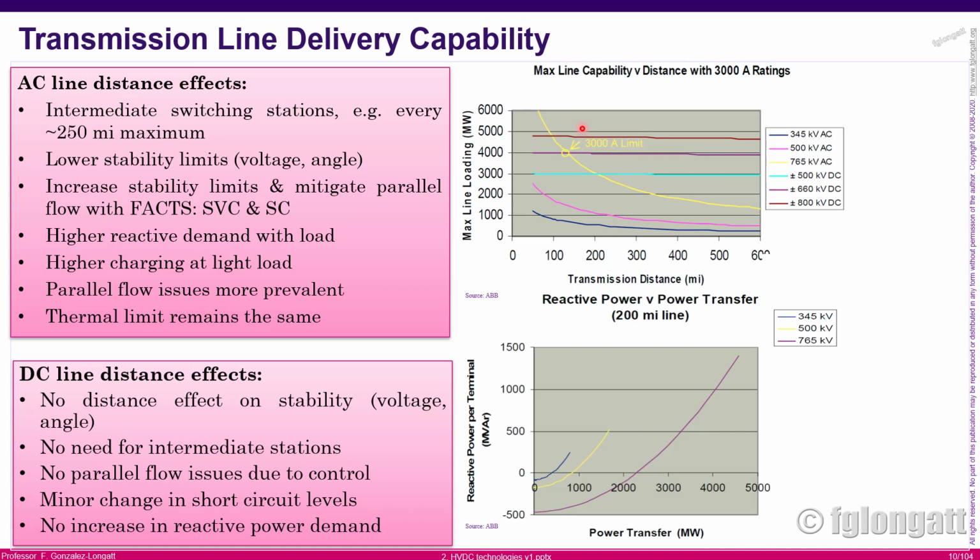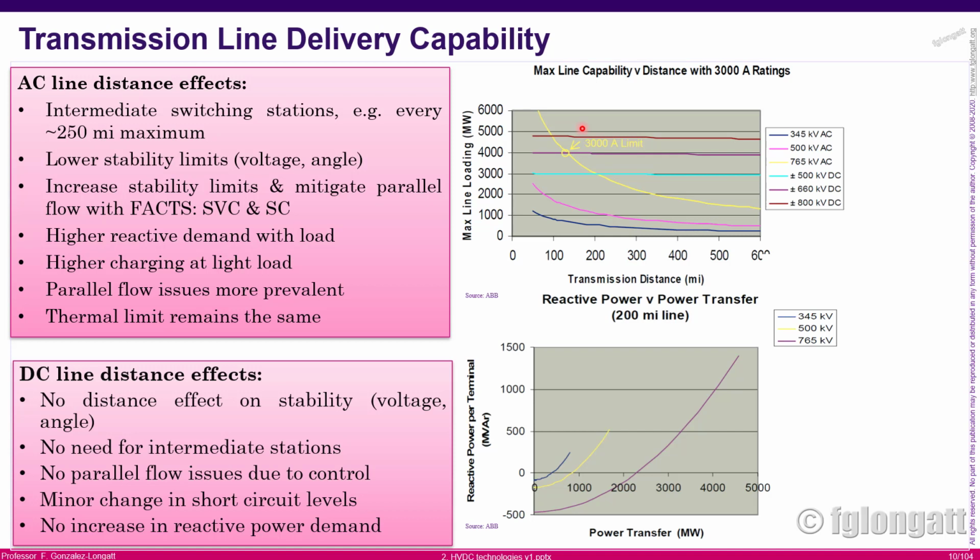Of course, we can try to increase those stability limits and mitigate the problem using, for instance, several lines in parallel, or start to install flexible AC transmission systems, called FACTS, using HVDC, static voltage controllers, and so on, okay? Or even synchronous capacitors, okay? However, the issue related with the transmission distance of AC systems is mainly related with the reactive power related to the transmission process, okay?